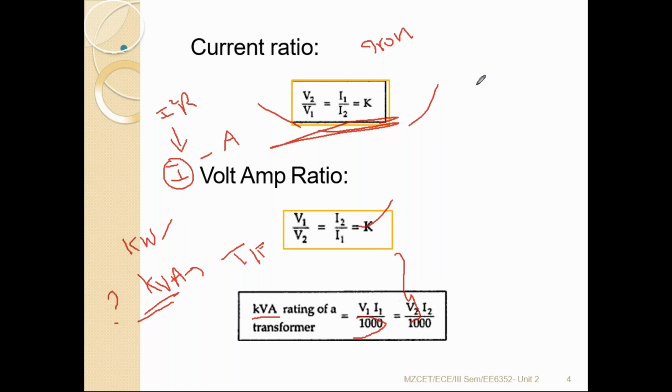Core losses, sir. Right, core losses. Core losses are constant losses. Again it is divided into two types, hysteresis losses and eddy current losses, and these losses depend on the voltage. So that's why the transformer rating is in terms of VA, because the copper losses depend on the current, the iron losses depend on the voltage. That's why the transformer rating is represented in terms of kVA.